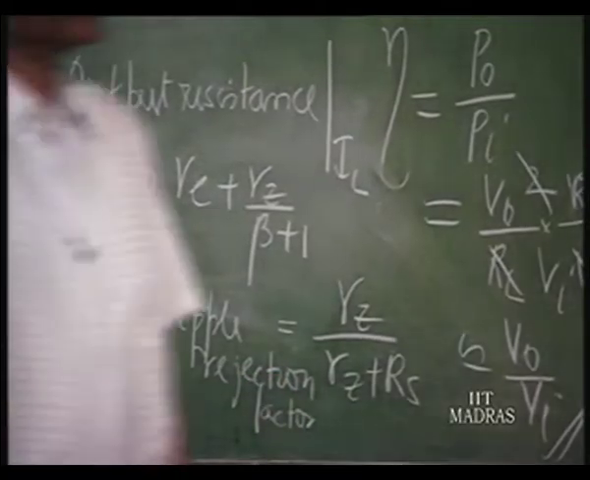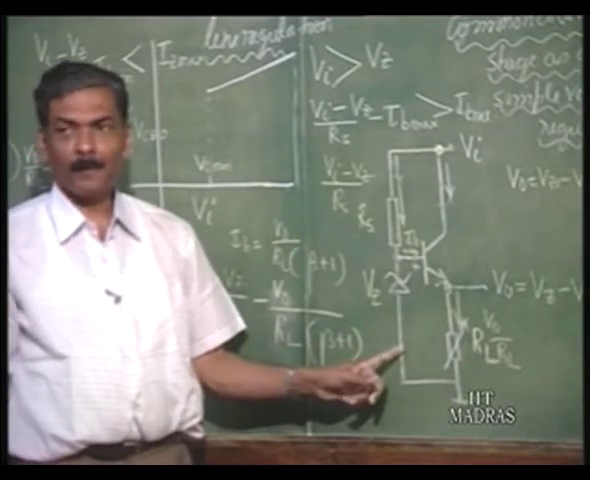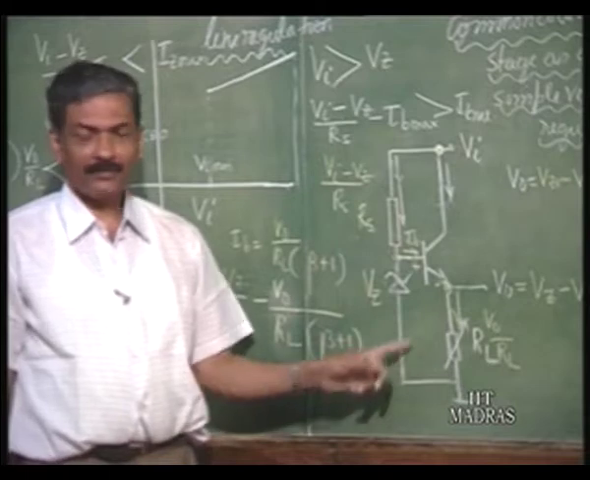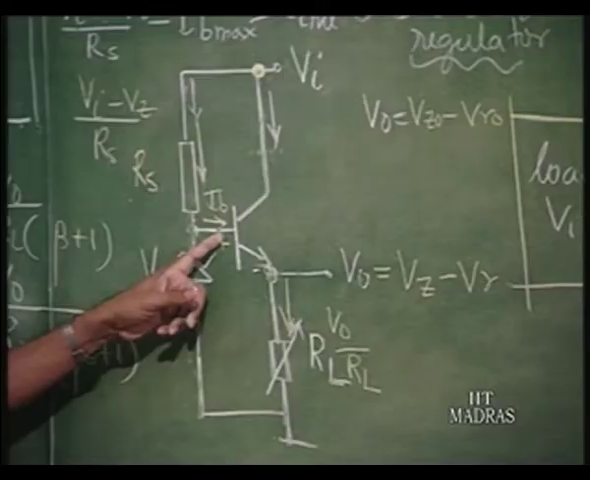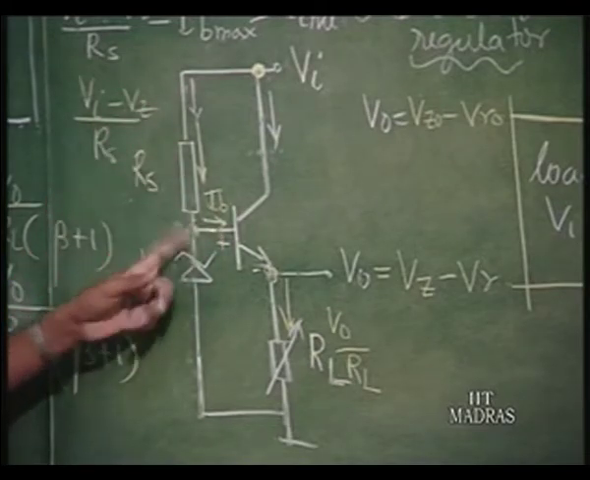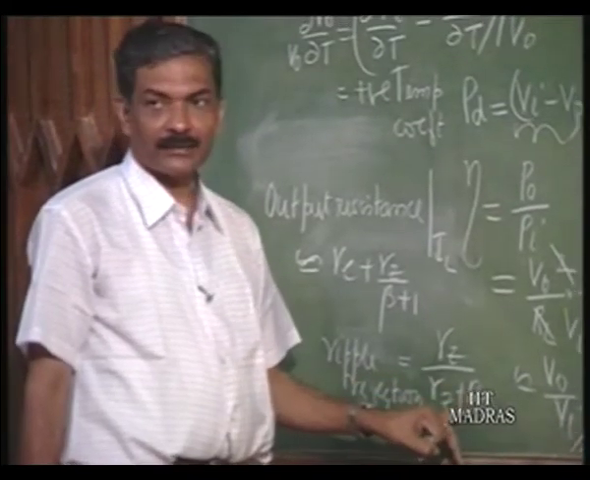So, there are two paths to the ripple, one through the transistor, another through the zener. Normally, it is this zener which is higher than that through the transistor, because this resistance is very high. This resistance on the other hand is not that high. So, this is what comes into picture as ripple rejection factor Rz by Rz plus Rs.